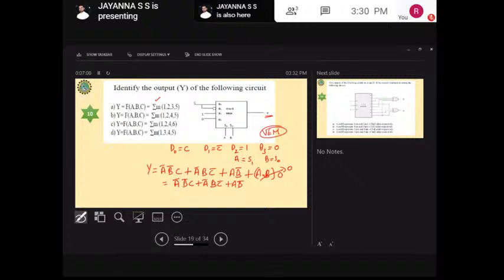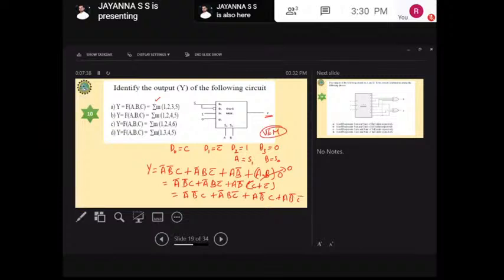In order to get the canonical SOP expression, as I told while solving the previous question, we need to multiply the missing terms. Here there is a missing C in the A B bar term, so multiply by C plus C bar. If you add that, we're going to get A bar B bar C plus A bar B C bar plus A B bar C plus A B bar C bar.